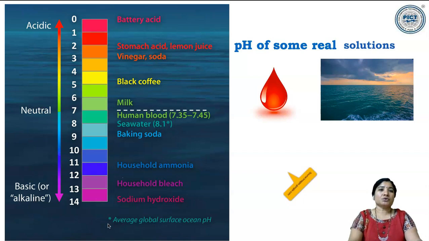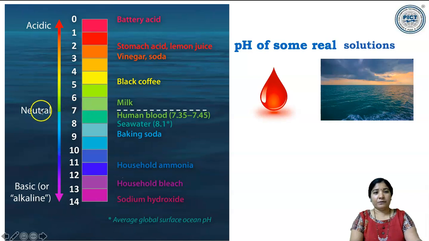So this is the Sorensen scale, also called the pH scale, wherein the value is increasing on this side. When it goes from neutral to acidic, the value decreases. From neutral to alkaline or basic, the value of pH increases.